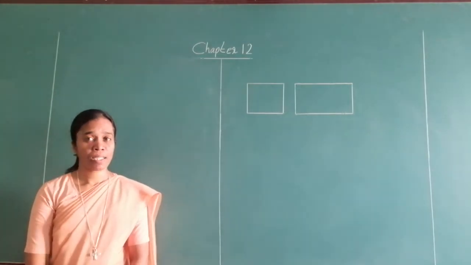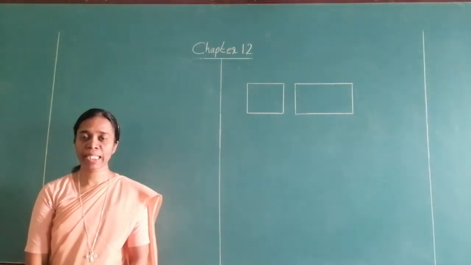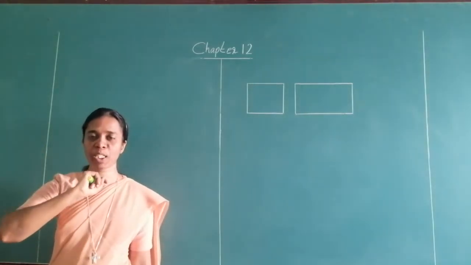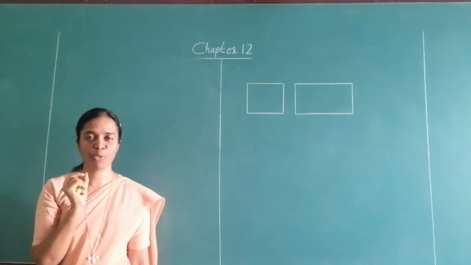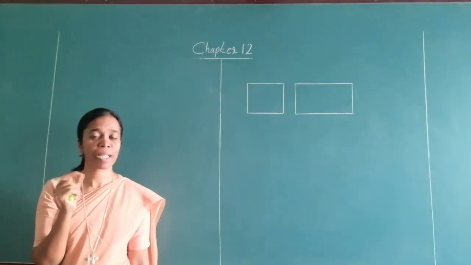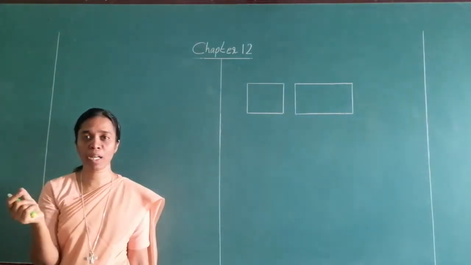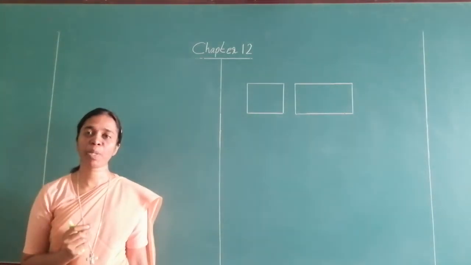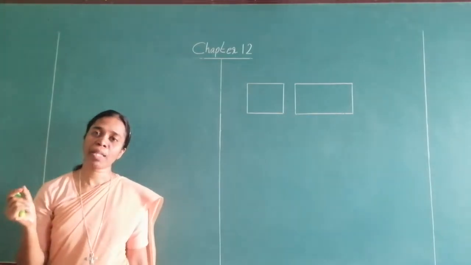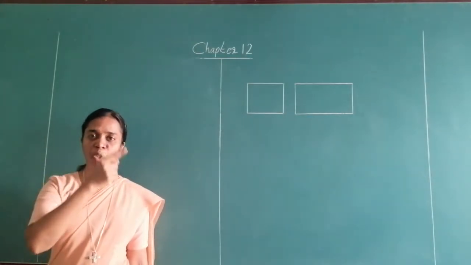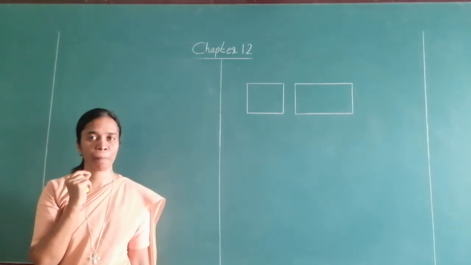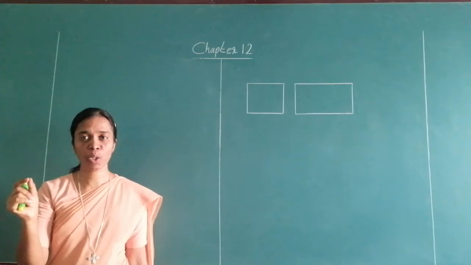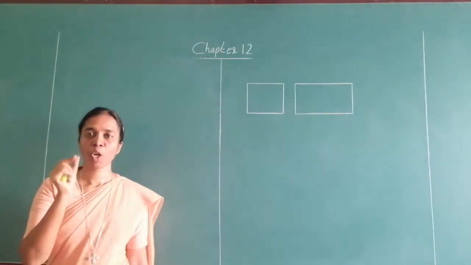Now, in the last chapter, circle, we have seen that the measure of that boundary line of a circle is called circumference. What is the formula for it? Circumference is equal to 2 pi r or pi d. Now we have perimeter. What do you mean by perimeter? Perimeter again is the measure of the boundary line of a closed polygon.